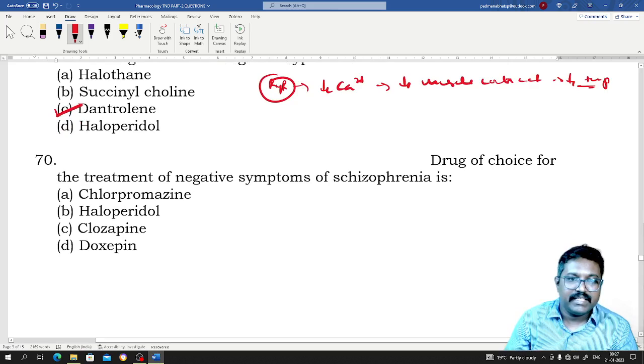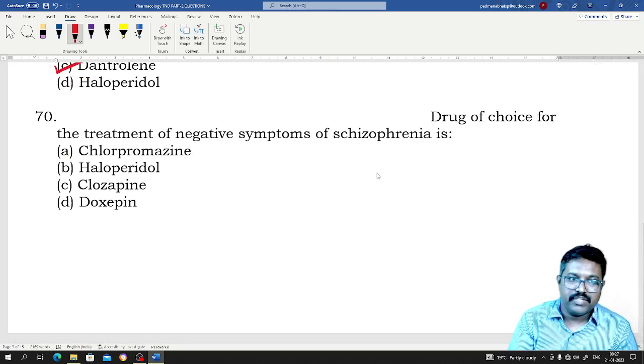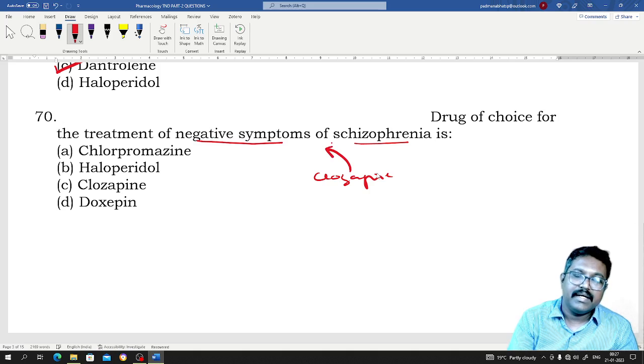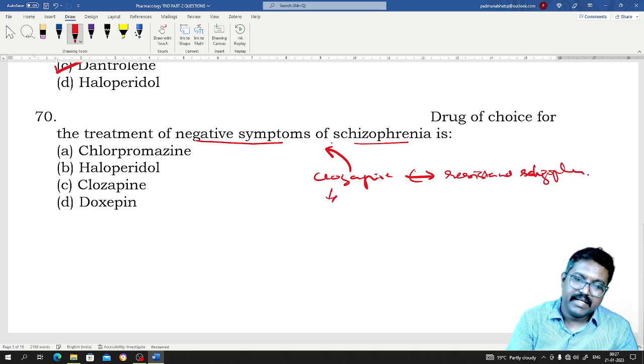Next, coming to the 70th MCQ, the drug of choice for the treatment of negative symptoms of schizophrenia. Please remember, clozapine is the drug of choice to treat the negative symptoms, as well as in cases of resistant schizophrenia. The only thing you should remember is that it can lead to agranulocytosis as a side effect. It will treat both the positive as well as negative symptoms.